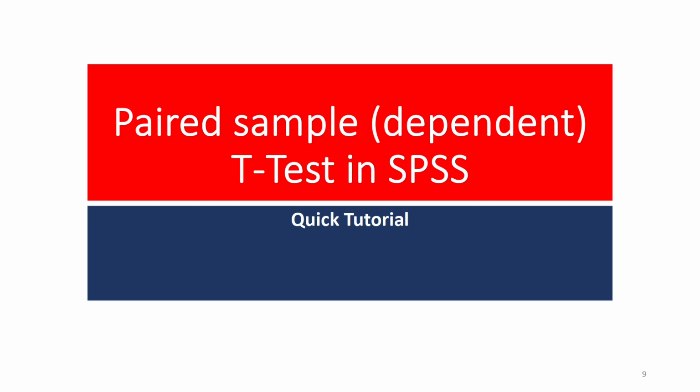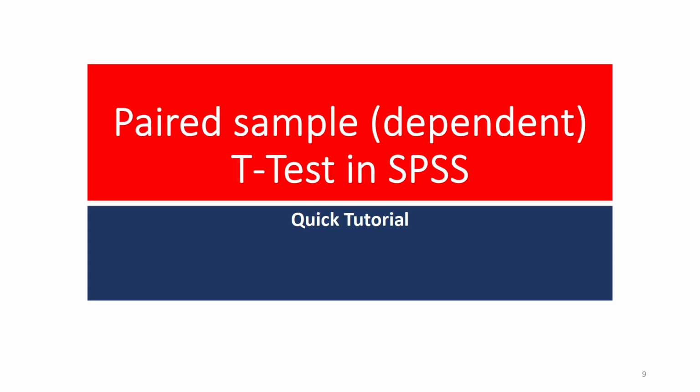In this quick tutorial, I'll show you how to conduct the paired sample t-test in SPSS. Now, what you need to know about the paired sample t-test is that you have one group of subjects. You have one set of cases, and from this single set of cases, you have what is known as the before and the after data, or a first case and a second case, but from the same set of individuals.